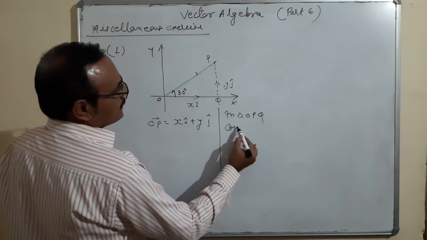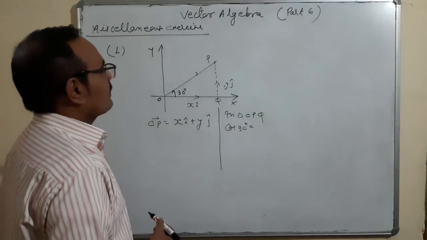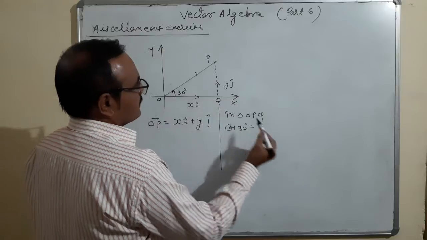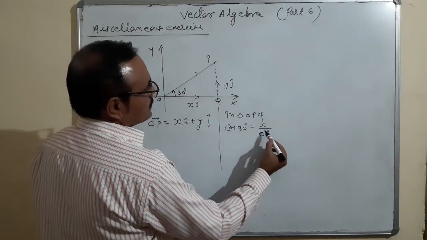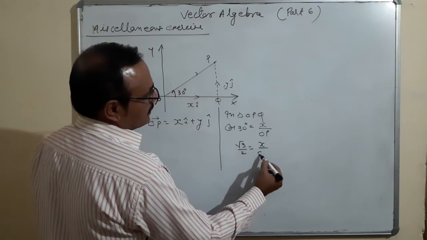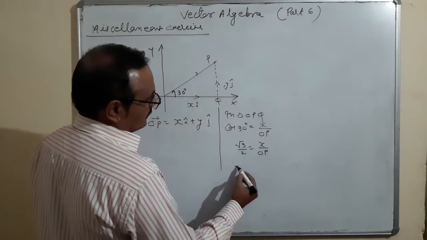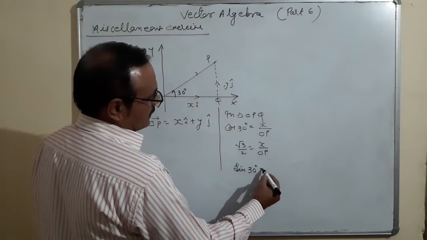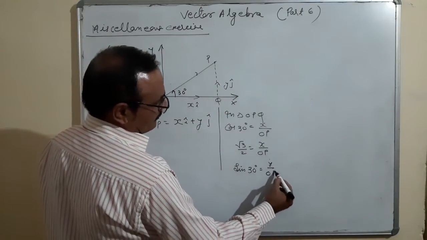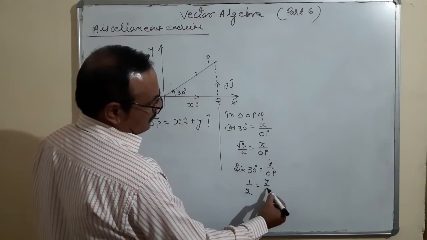Here you can see that in triangle OPQ, when you use cos 30, cos 30 is equal to base upon hypotenuse. Base is x, hypotenuse is OP. Cos 30, that means root 3 by 2, is equal to x upon OP. And sin 30 in the same triangle, sin 30 is 1 upon 2, is equal to y upon OP.